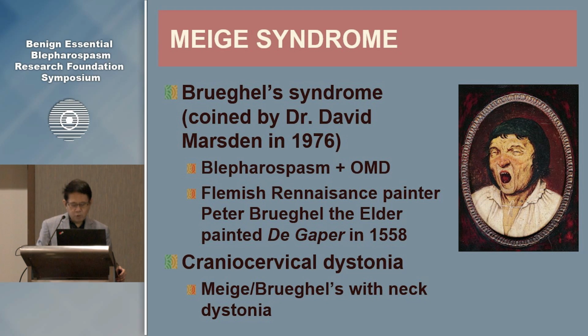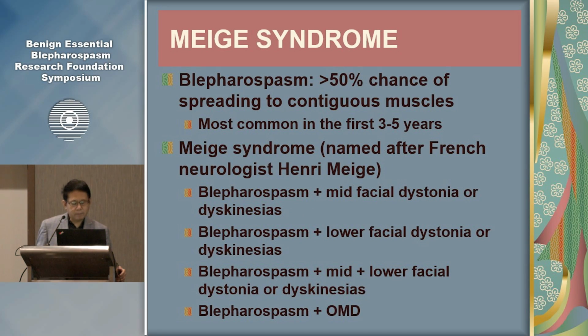Now, one other point I'd like to make: can MEIGE syndrome present with jaw dystonia first? So far we've talked about Bleph, given this is the BRF Foundation and Symposium. We talk about Bleph spreading towards the lower face or mid face. But can MEIGE actually start in the jaw and spread upwards? The answer is yes, although it's less common. I see this most commonly in patients with tardive dyskinesias or tardive dystonia, where they usually have oral buccal dyskinesias first, with or without jaw dystonia. And then with time, some of these patients can develop some spasms of their eyelids as well.